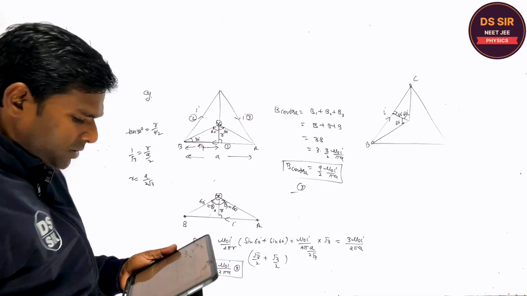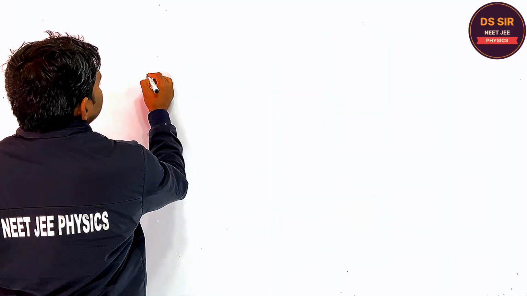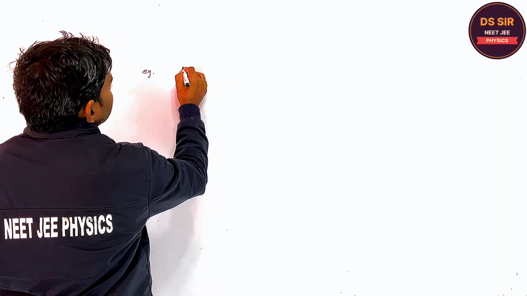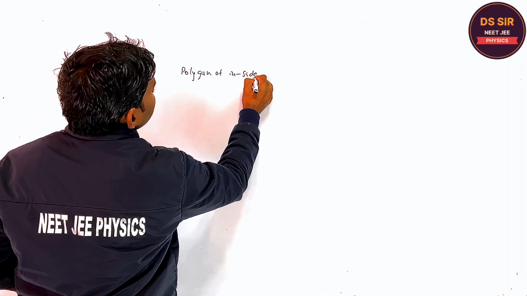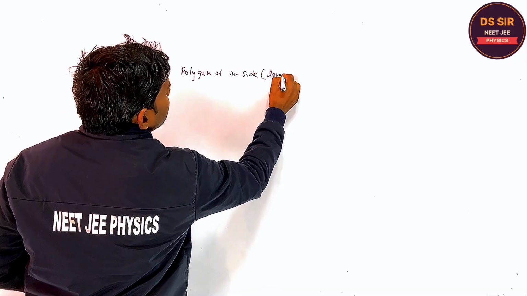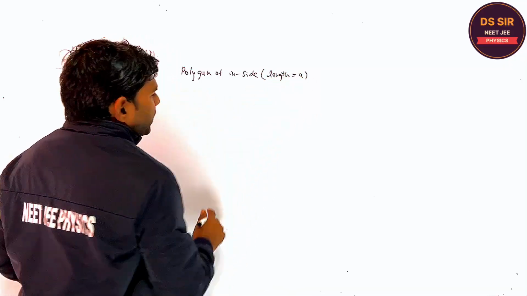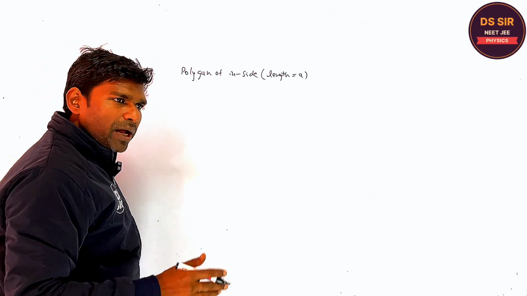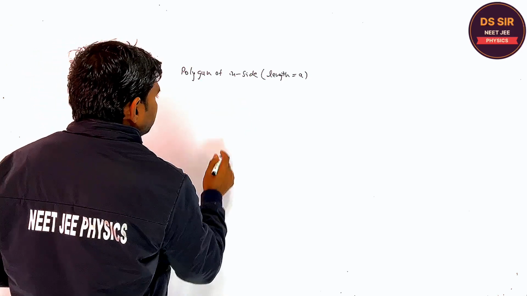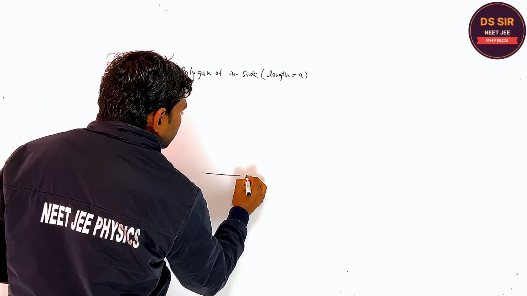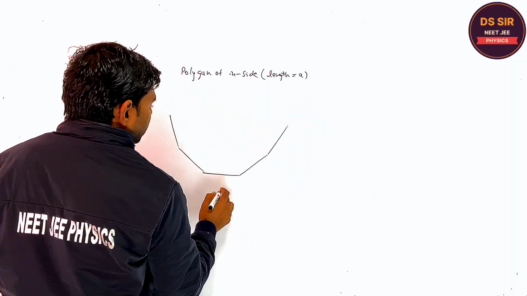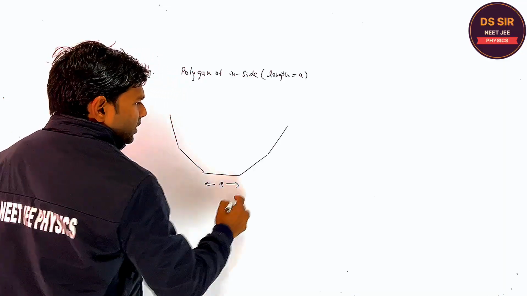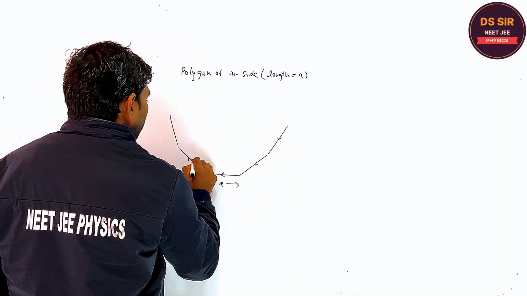Fine, copy this. So now we discuss the magnetic field due to the regular polygon of n sides. Consider the polygon of n sides, right? And side length is A. It may be the triangle, it may be the square, it may be the hexagon or heptagon, right? Suppose this is the polygon. And the side of the polygon is A, and the current is flowing I over here.